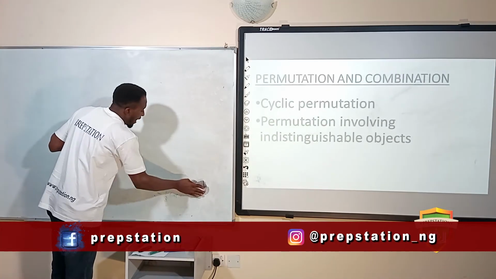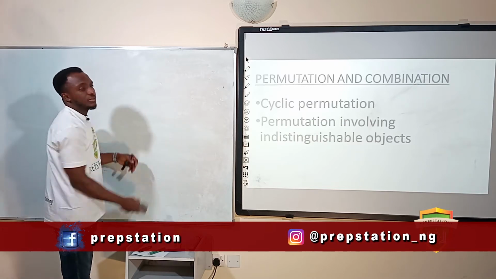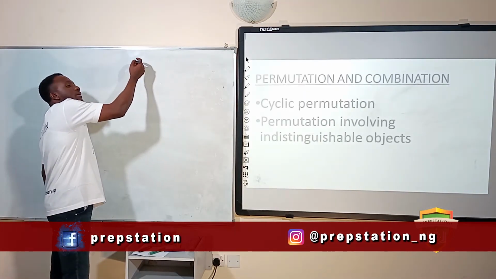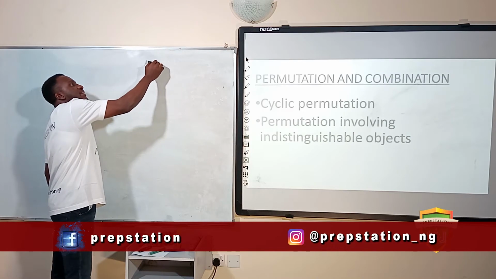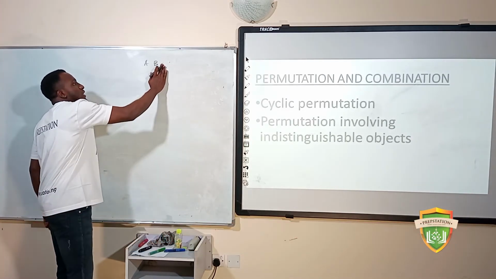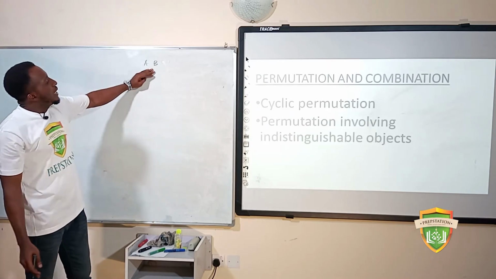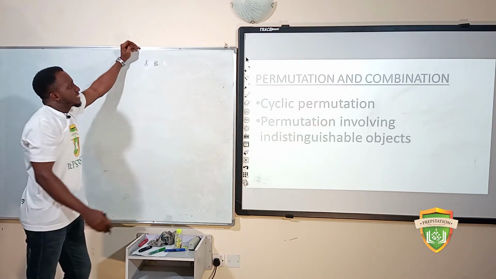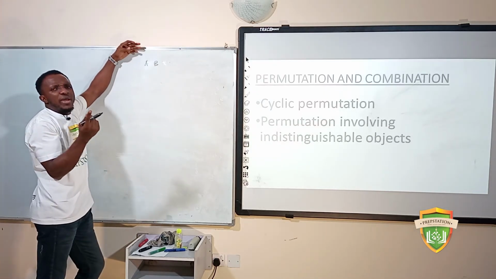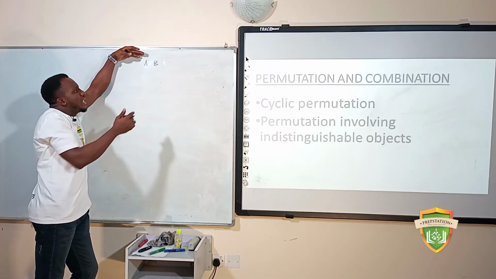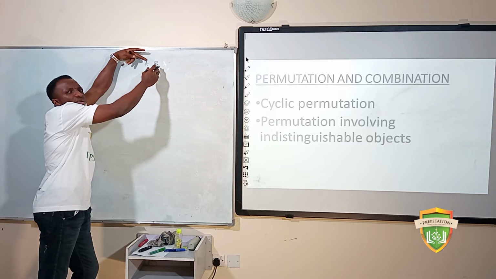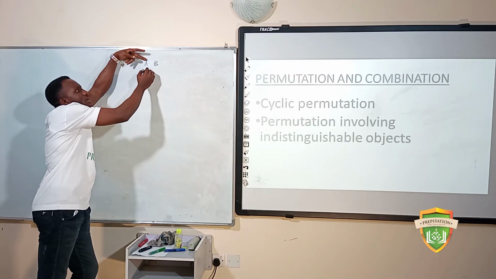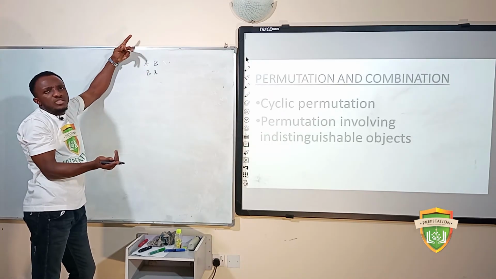While combination just talks about selection. So let me give you an example. If I have letters A and B, there's a question: how do I arrange A and B? Look at this. There are just 2 ways that I can arrange A and B. I can have B on the right side of A or on the left side of A. So I can have AB or BA. So how many ways? That's just 2.